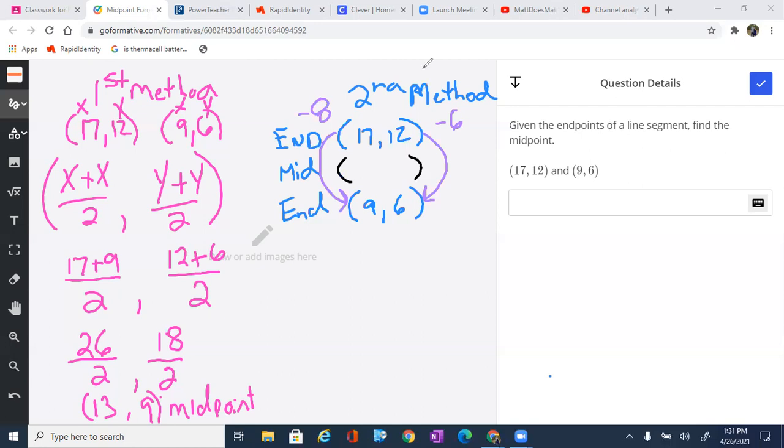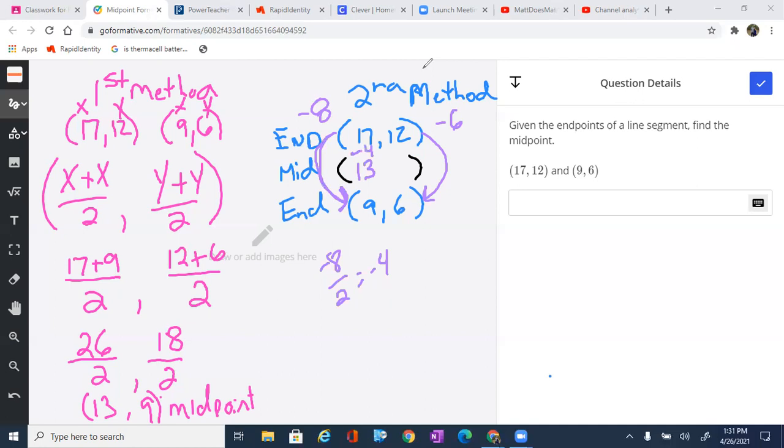Now, in order to find the midpoint, we have to pay attention to the fact that this total distance is -8 between 17 and 9. So I'm going to take that -8 and cut it in half, which is -4. So I take 17 and I subtract 4 from it, and that gives me 13, okay? So 17 minus 4 is 13.